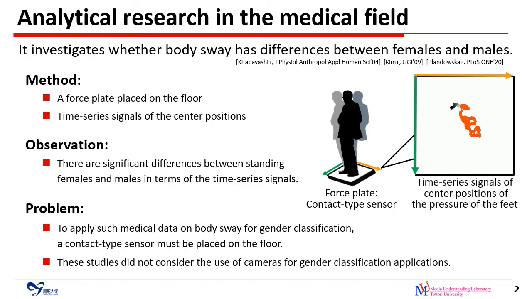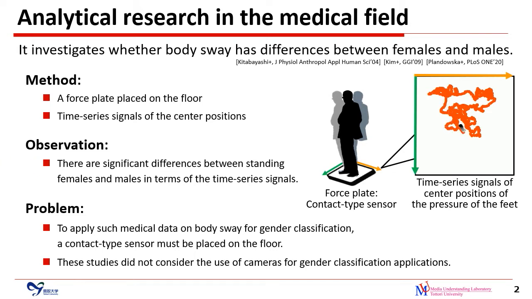We explain analytical research in the medical fields as related work. It investigates whether body sway has differences between females and males. Analytical studies have used a force plate placed on the floor, and they have obtained time series signals of the center positions of the pressure of the feet. They demonstrated there are significant differences between females and males in terms of the time series signals.